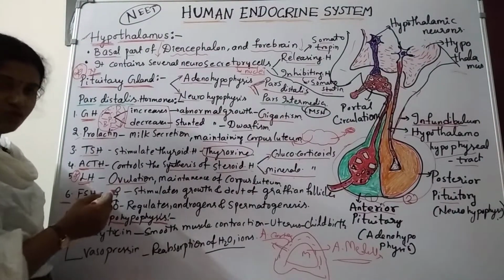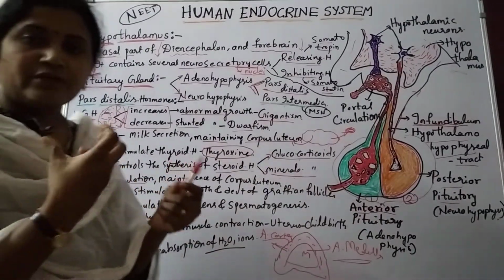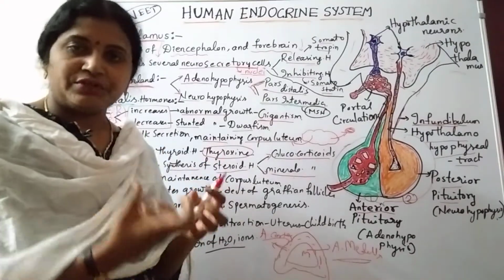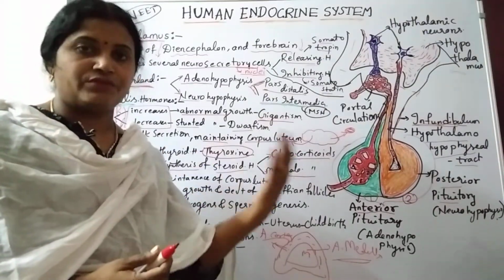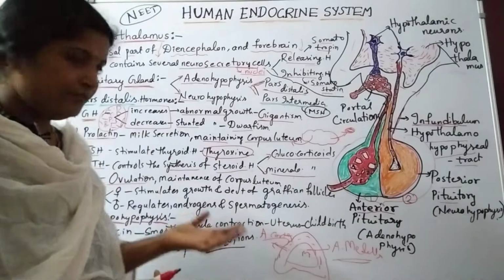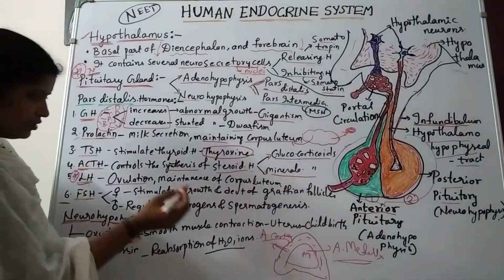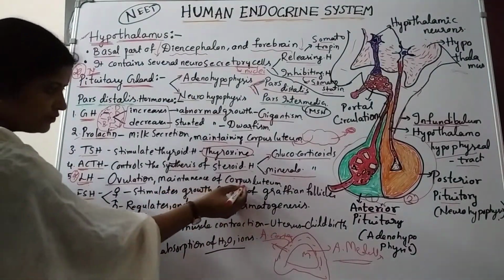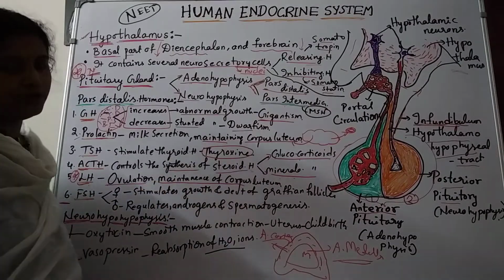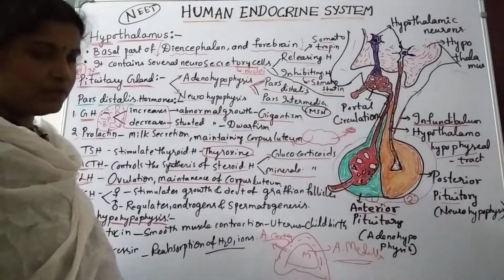So it is responsible for the growth of the Graafian follicles, maturation of the Graafian follicles, and releasing of the ovum from the Graafian follicles. So it also helps in the release from the Graafian follicles. And then it is also responsible for maintenance of the corpus luteum.